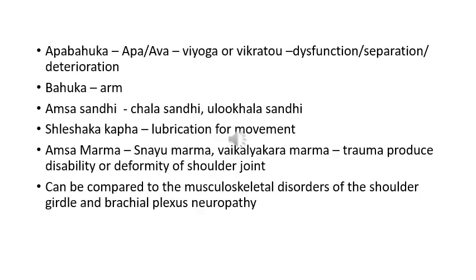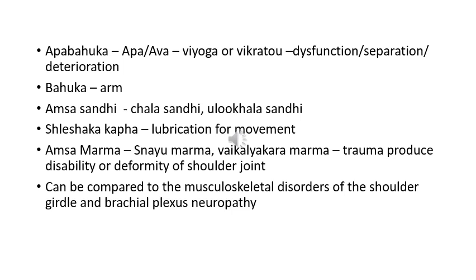Apabahuka is derived from the terms Apa or Ava and Bahuka. Apabahuka and Avabahuka are similar terms. Apa or Ava indicates Viyoga or Vikriti, that is dysfunction, separation or deterioration of that part. And Bahuka in general indicates the arm, so there is some kind of deterioration in the functions of the arm. That is the derivation or literal meaning of Apabahuka.